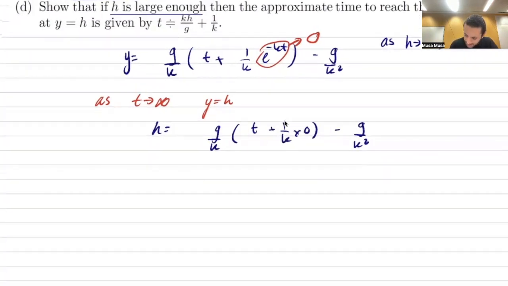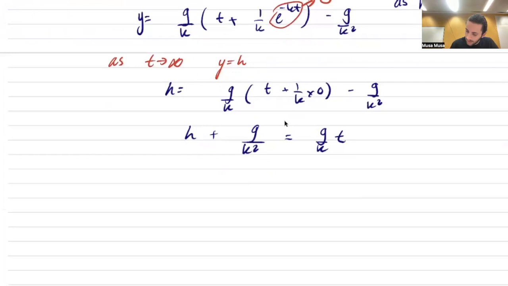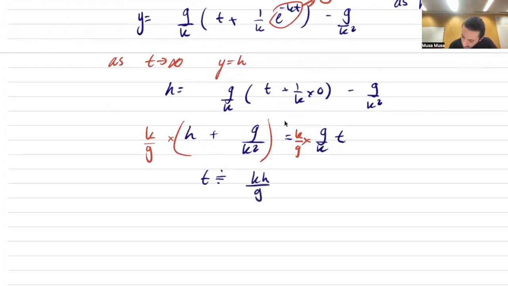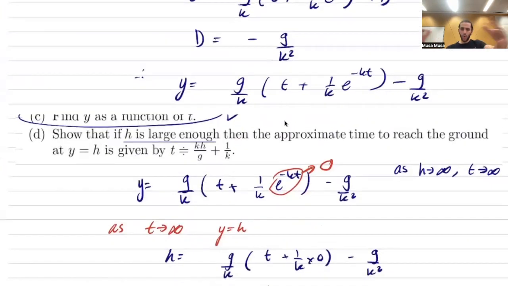Okay, I think we see where this is going. h plus g on k squared equals g on k t. And then multiplying both sides by k on g, we get t approximately, because we took these limits, is going to equal kh on g plus 1 on k. That should be right. Let's go. Okay.